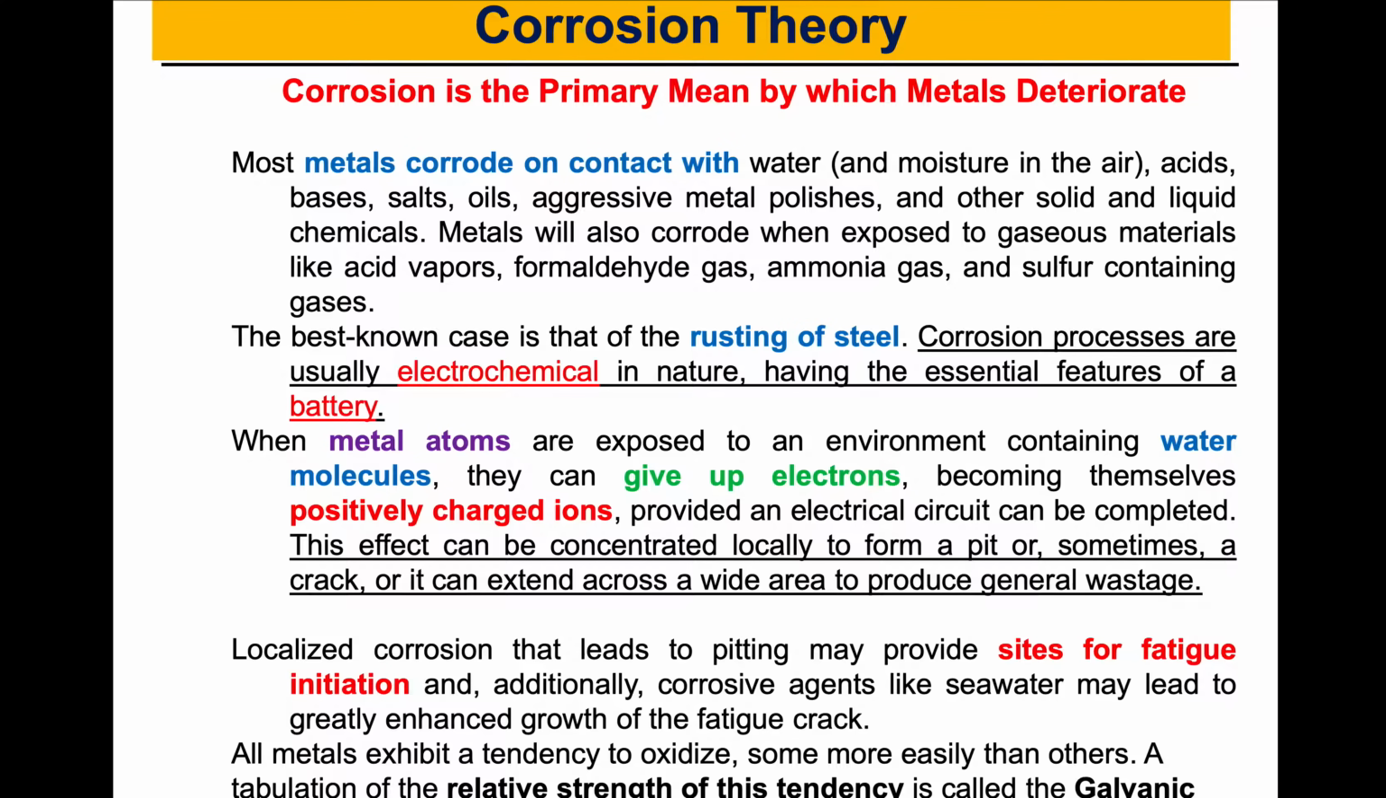I want you to keep in mind that we have something called the galvanic series. All metals exhibit a tendency to oxidize, which is the process of corrosion, some more easily than others. A tabulation of the relative strength of this tendency is called the galvanic series, and we're going to explain it and show it in more detail.